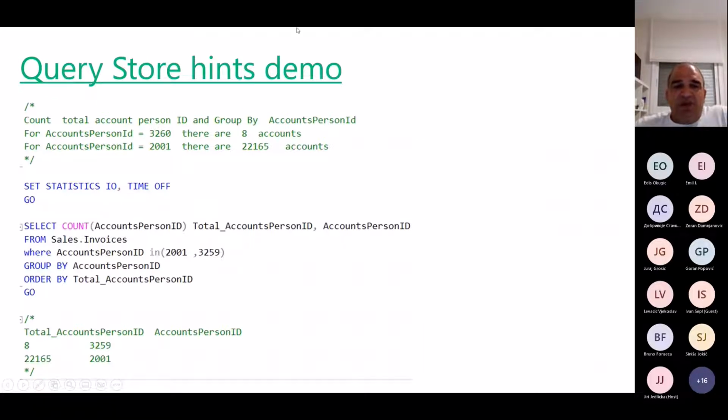If we look at the table, and count the total per AccountPersonID, grouped by AccountPersonID, you can see that there is high skew. For AccountPersonID 3260, there are only 2 rows. You can see select AccountPersonID, total from Sales.Invoices where AccountPersonID in the listed values. For AccountPersonID 3159, only 2. For AccountPersonID 2001, 22,160. So there's a big skew in AccountPersonID.